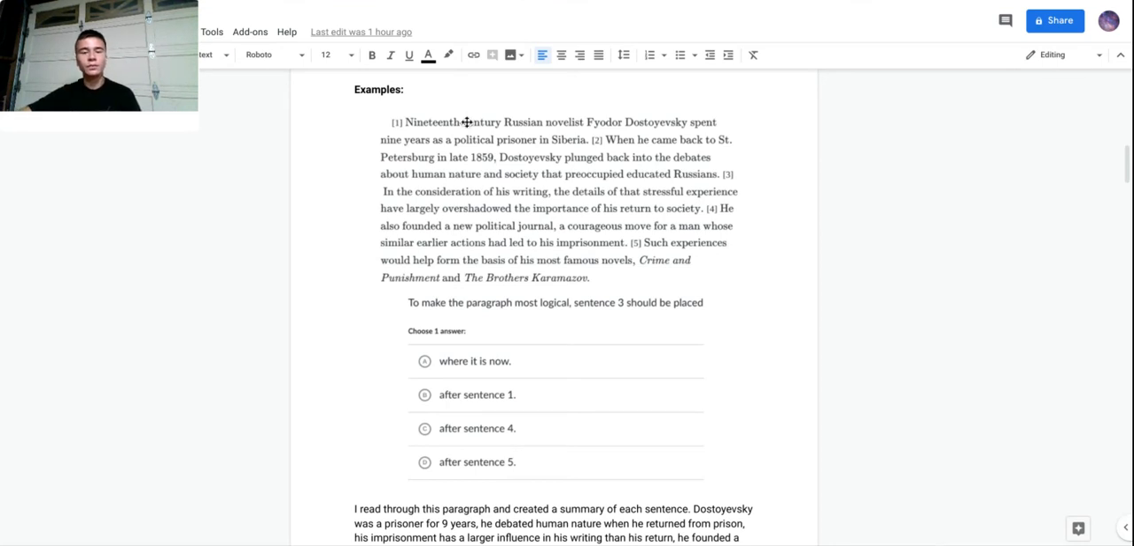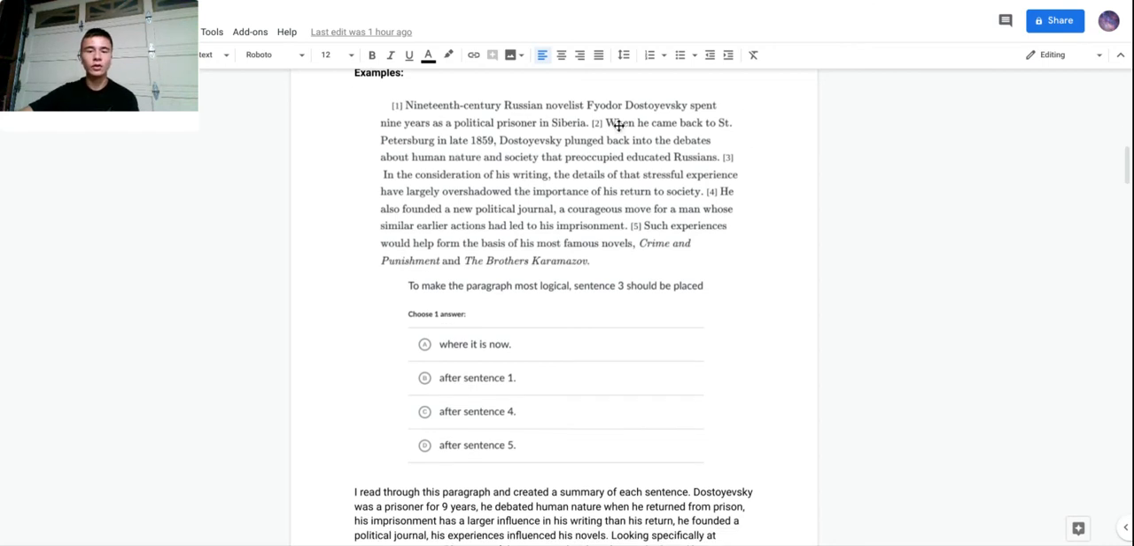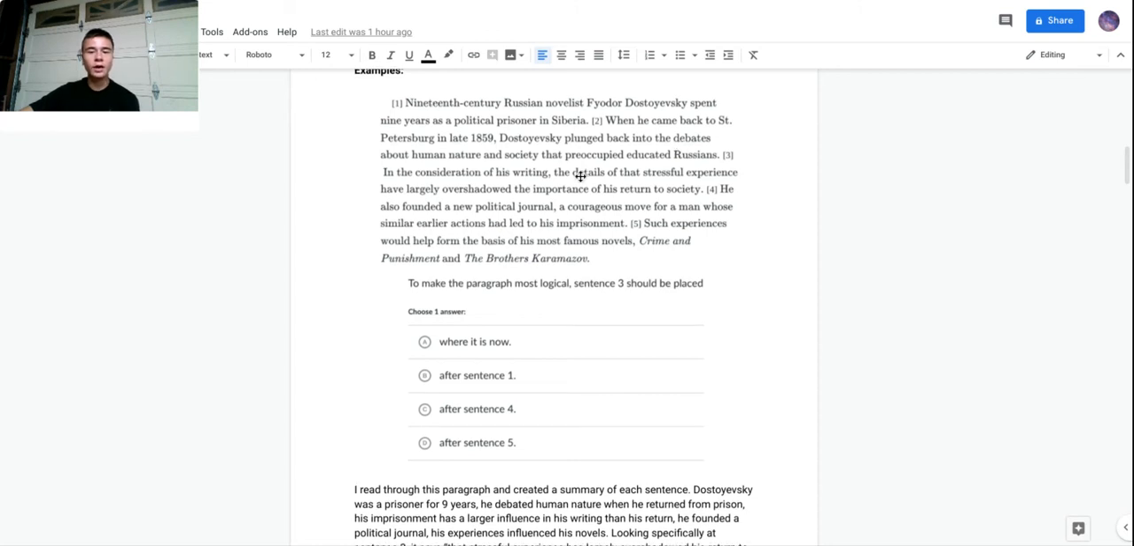So this first one, the main idea is Fyodor Dostoyevsky was imprisoned for 9 years in Siberia. The second sentence: when he returned, he got into debates about human nature. And then the third one, his imprisonment. I can assume that that stressful experience in the sentence is referring to his imprisonment.